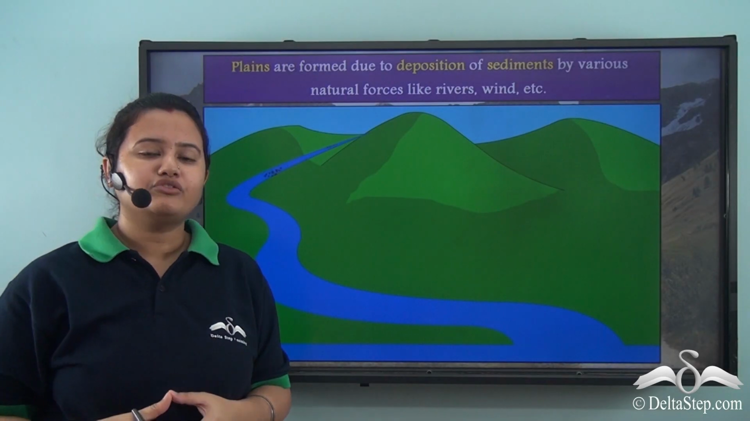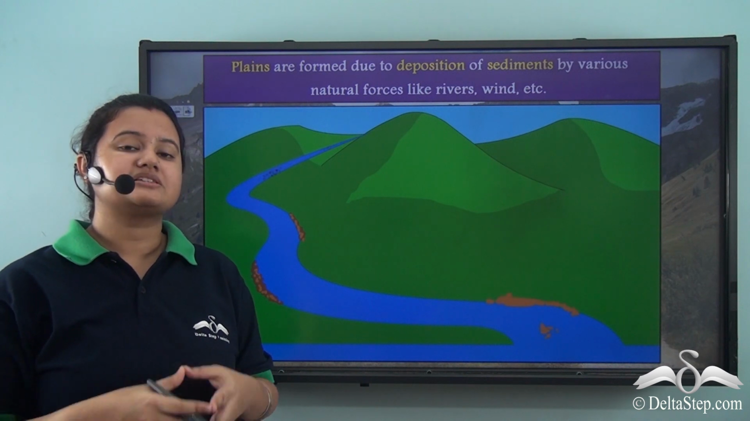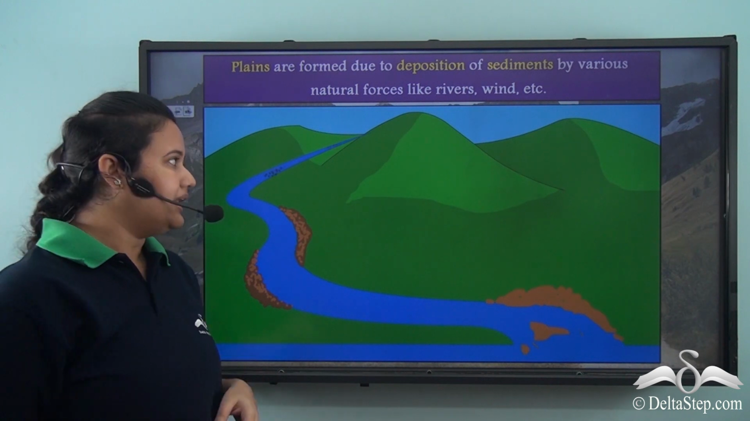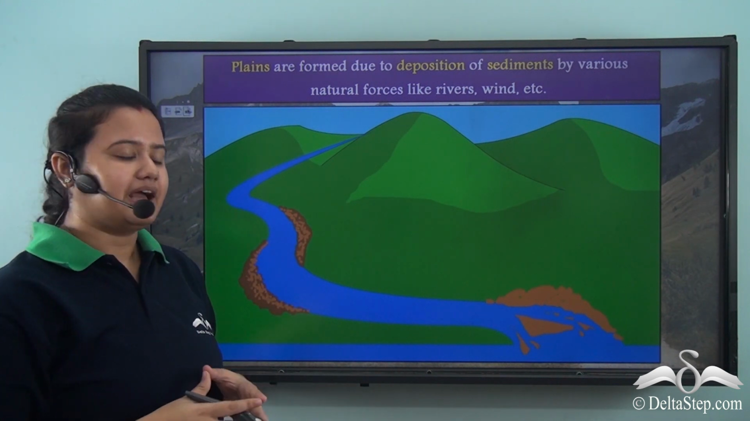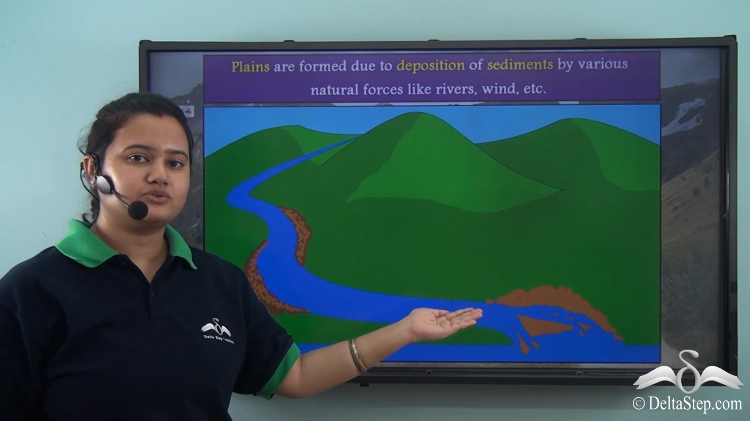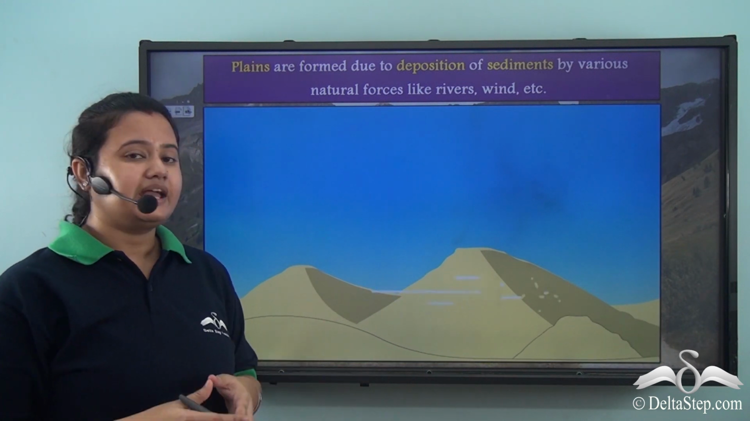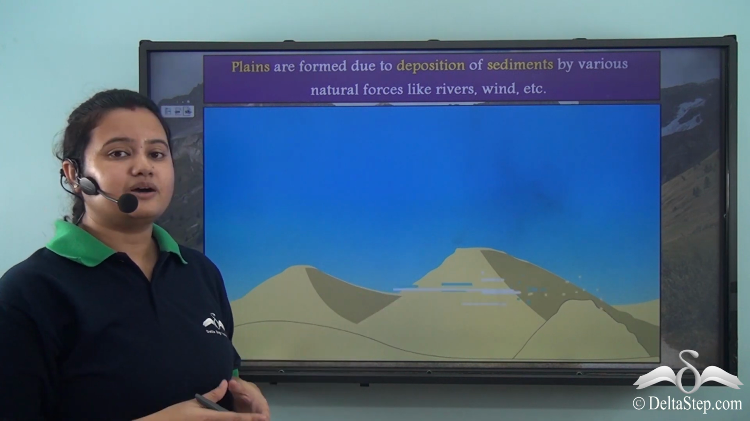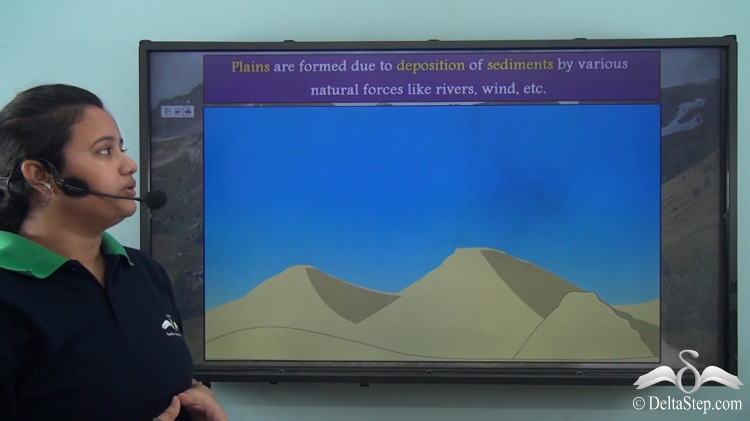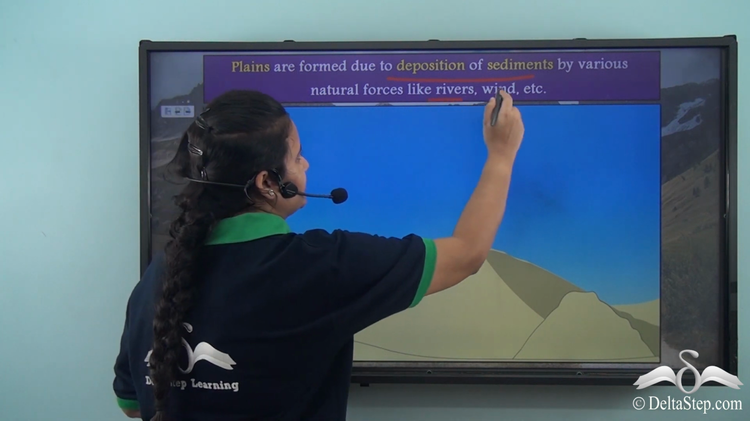Well, apart from shells, flowing water like rivers also carries other sediments along with it like silt, mud, clay, etc. When a river flows over any landform, say a mountain, it erodes the landform and deposits the sediments elsewhere. Similarly, when wind flows over vast stretches of land, it deposits the sediments somewhere else. So this is how plains are formed. That is, plains are formed due to deposition of sediments by natural forces like rivers, wind, etc.